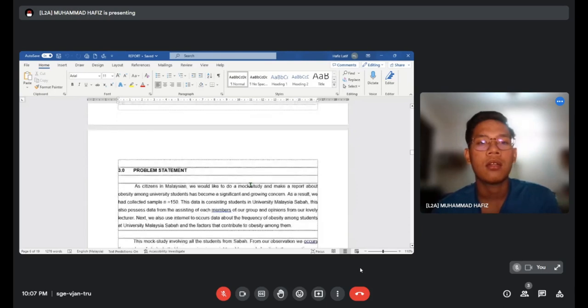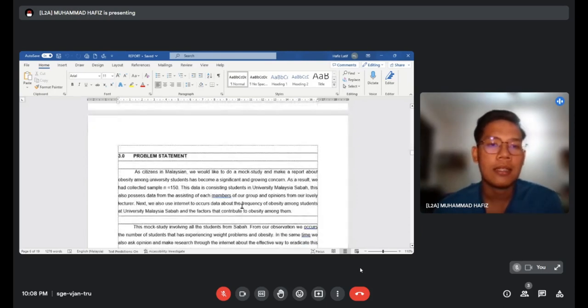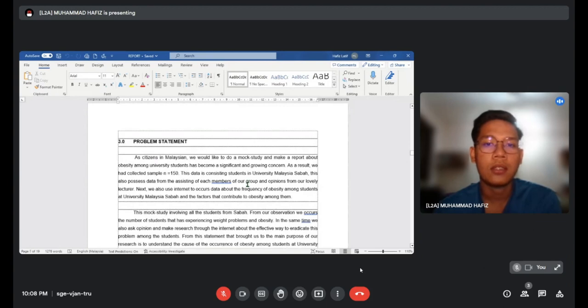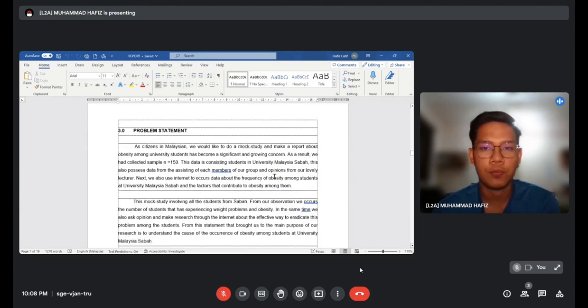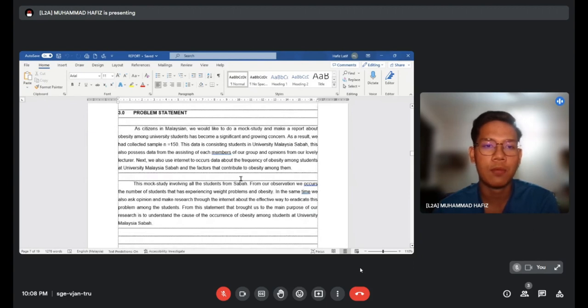Next, problem statement. As citizens in Malaysia, we would like to do a mock study and make a report about obesity among university students. As a result, we had collected a sample of 150. This data consists of students in University Malaysia Sabah. It also possesses data from each member of our group and opinions from our lovely lecturer, Madam Zuraifa. Next, we also use the internet to access data about the frequency of obesity among students at University Malaysia Sabah and the factors that contribute to obesity among them.